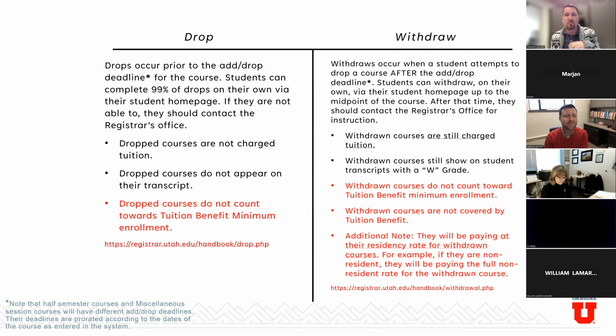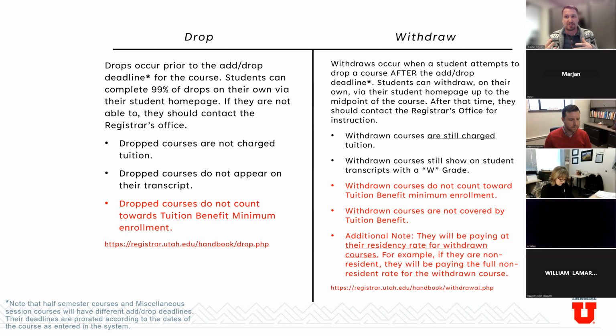A drop occurs prior to the add drop deadline, which feels like that should make obvious sense, but there's always a bit of confusion in there, especially since those are the same deadline. And that is for the course. You'll notice that there's a little asterisk there that says some courses, such as miscellaneous session courses, are dated weirdly or differently in the system.